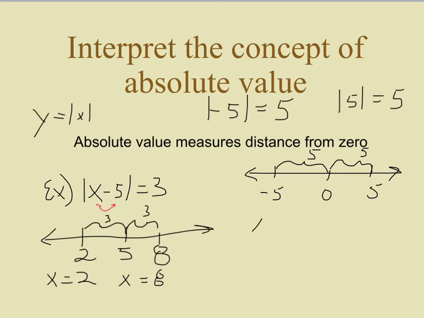We can say that x minus 5 is either equal to 3, in which case the absolute value of that is 3, or x minus 5 is equal to negative 3, in which case the absolute value of that is also 3. Solving for x, I add 5 to both sides, this becomes 8. Solving for x, I add 5 to both sides, this becomes 2. And you'll get your answers either way.